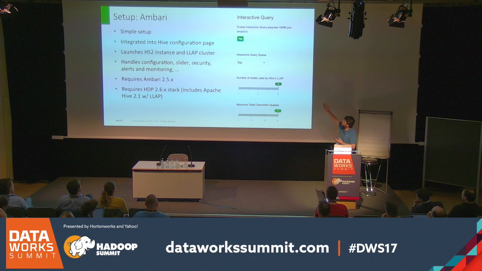You have to make a few choices, which are very simple. You have to say which YARN queue you want your LLAP to run in. We will take the default queue if you want. You have to say how many nodes you want to use, and how many queries you want to be able to run in parallel. That's what spins up the coordinators we've talked about in the architecture slide. And that's it. You hit enable, and it will do the rest for you.